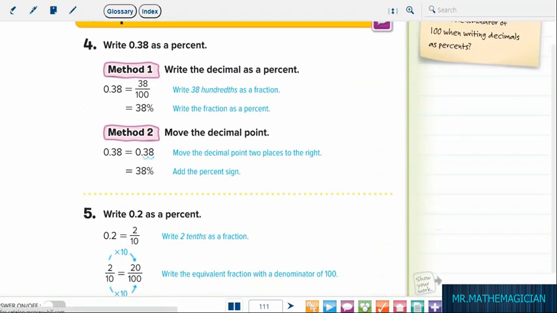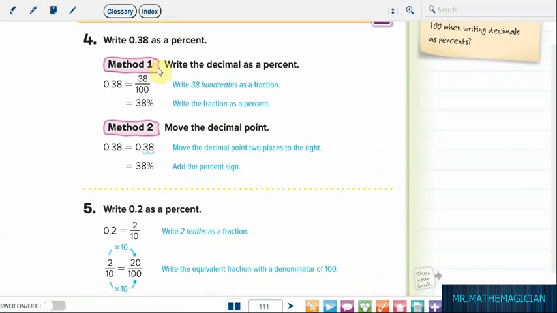Now we need to represent the decimal as a percent. To write a decimal as a percent, we can also write it over 100, then write it as a percent. 0.38 is like 38 over 100, so it's 38%. Or the second method, we move the decimal point forward, to the right two places, then it will be here at the beginning, so ignore it and write the percent sign, 38%.